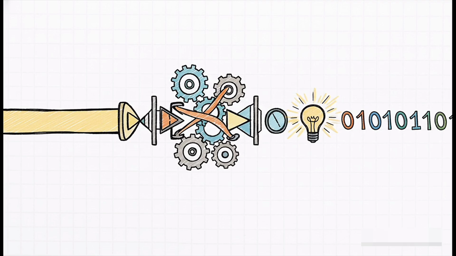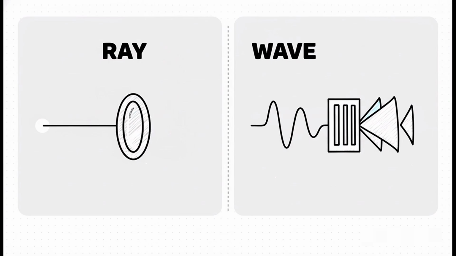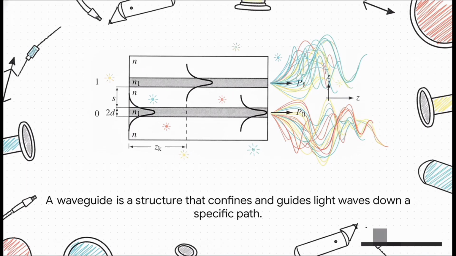Now, how do we turn that into something powerful? Let's put that light to work. So far, we've pictured light as a simple ray, but to really control it, we have to think of it as a wave. This is a waveguide. See, it uses that same internal reflection to keep the light wave trapped and guided along a path.